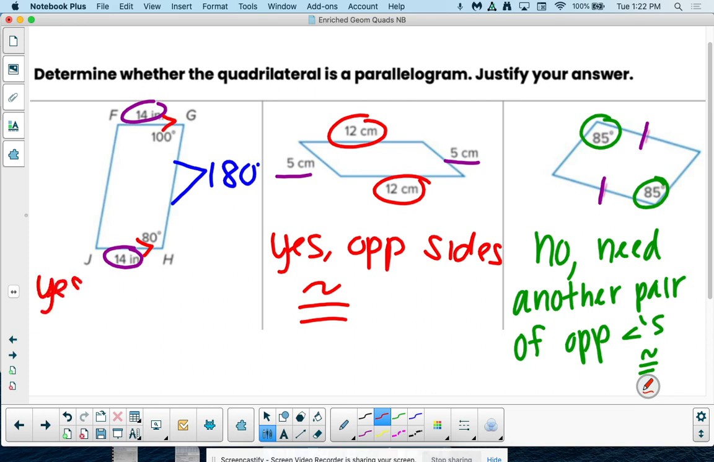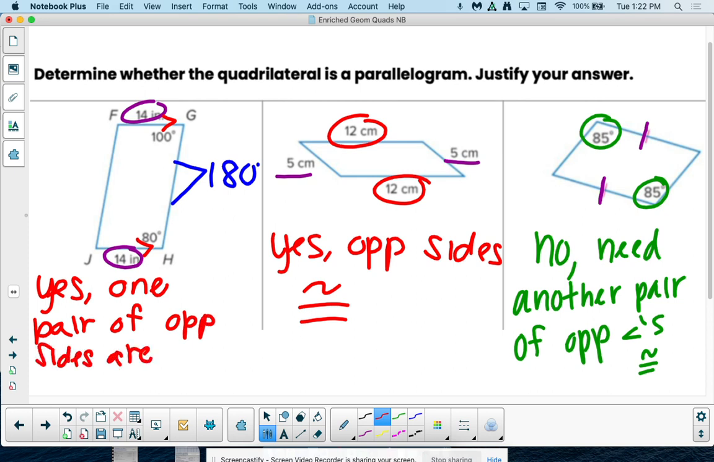So you would say yes, one pair of opposite sides are parallel and congruent. It is a lot of writing. To abbreviate, use the parallel symbol and congruent. But I realize it is a lot of writing. Just abbreviate it a little bit, but you gotta give me something more than yes and no. Give me a little something more than yes and no.